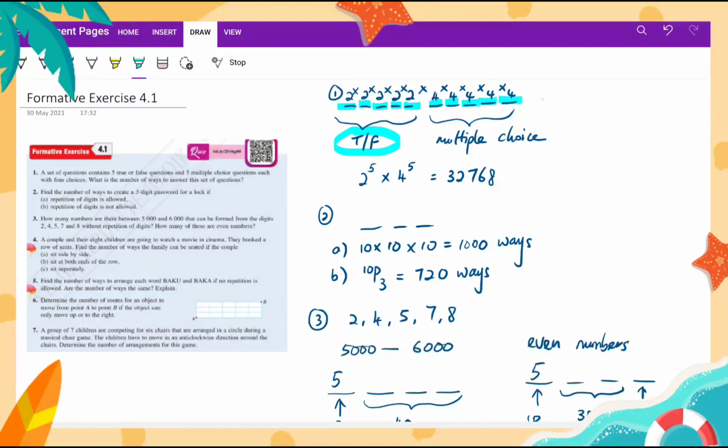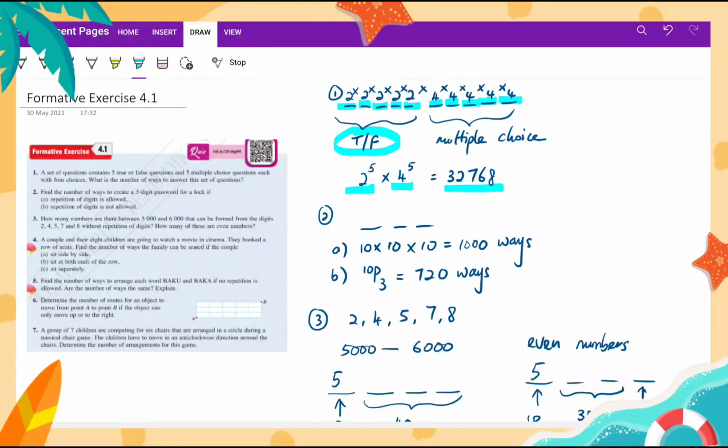So altogether it should be 2 times 2 times 2 times 2 times 2 times 4 times 4 times 4 times 4 times 4. To simplify that, we make 2 to the power of 5 times 4 to the power of 5, which is 32,768. This answer is different from the textbook.